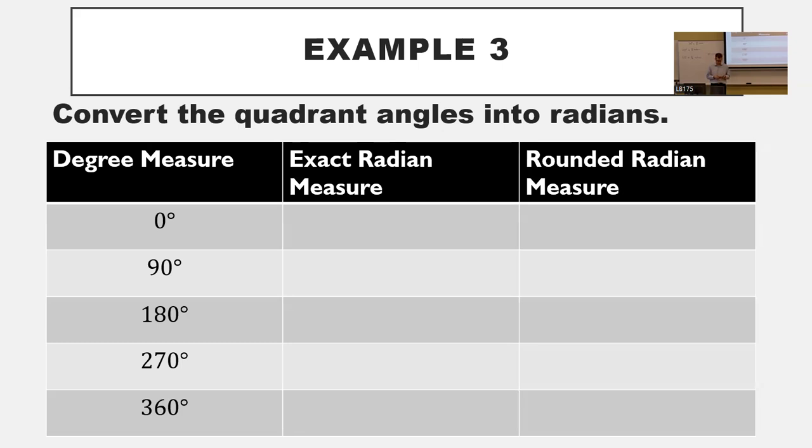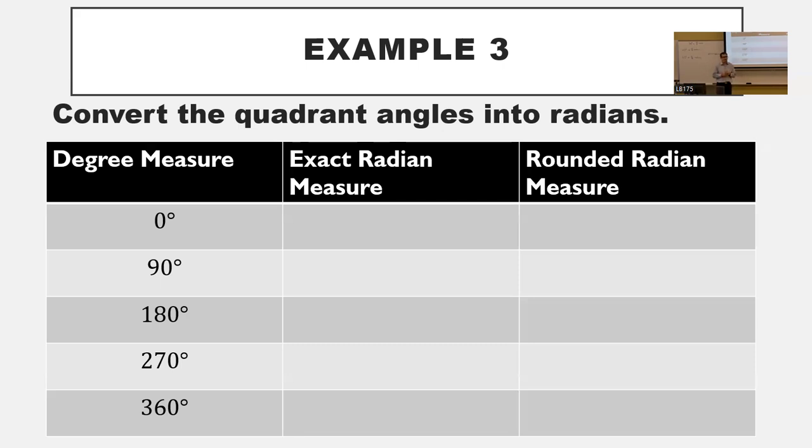Okay. 180 degrees, that's just pi, that's 3.14159, et cetera. So the rounded version of that is about 3.14. 270 degrees is 3 pi over 2. We've seen that. That's about 4.71 radians. And then 2 pi is 360 degrees. That's about 6.28 radians.